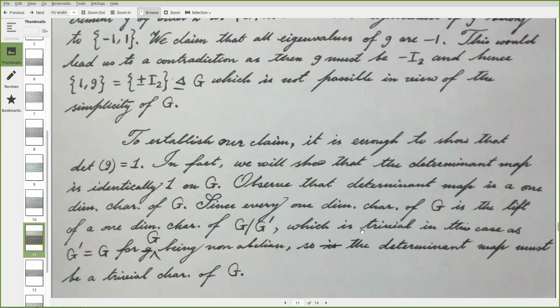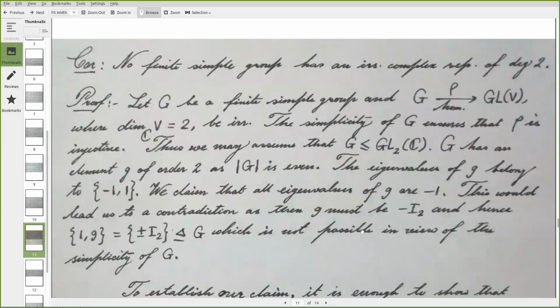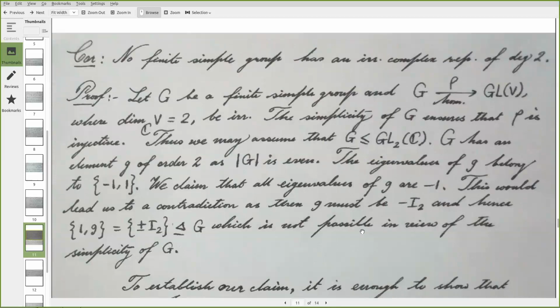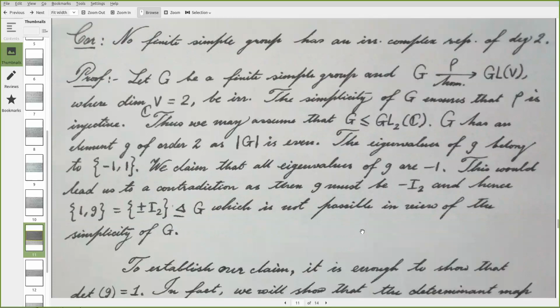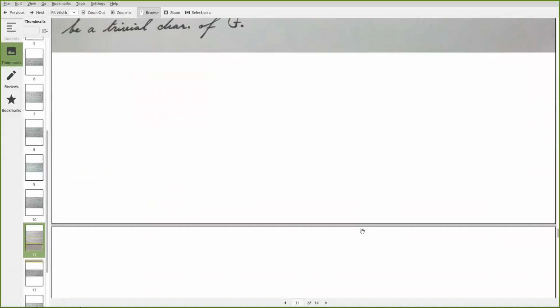And that's what we are supposed to prove. So thus we see that a group cannot have any reducible representation of degree 2 if it is simple. Okay, so we finish this.